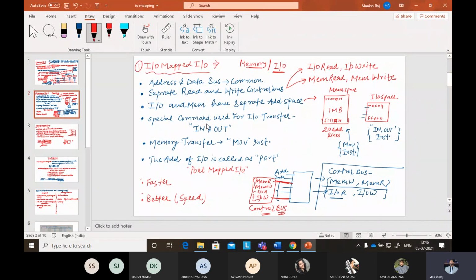I will tell you the characteristics one by one. Address and data buses are common. You already know that in both parts, IO mapped IO and memory mapped IO, the address and data buses are common. Here you can see separate read and write control buses. I have already told you: IO read, IO write, memory read and memory write. There are different buses you will use for write and read operations.